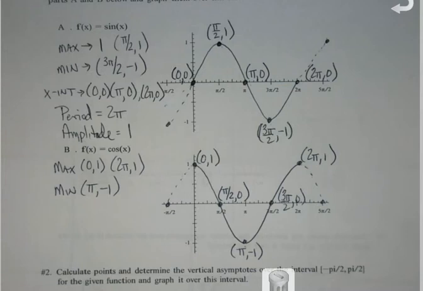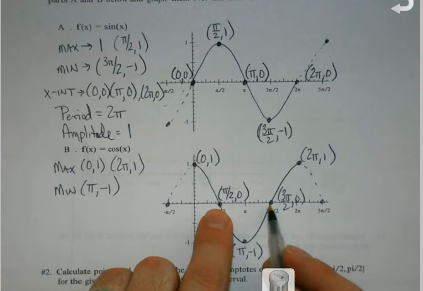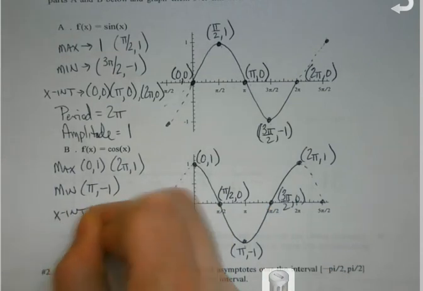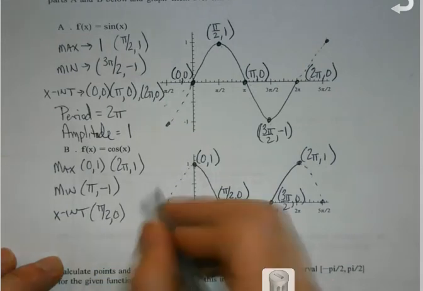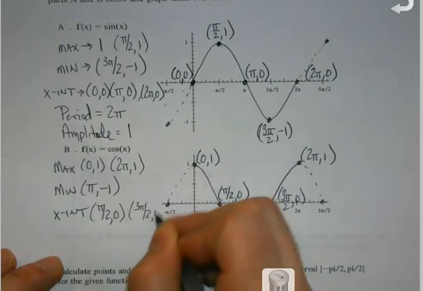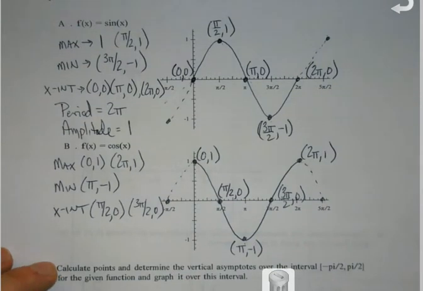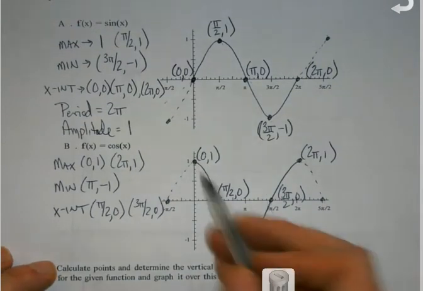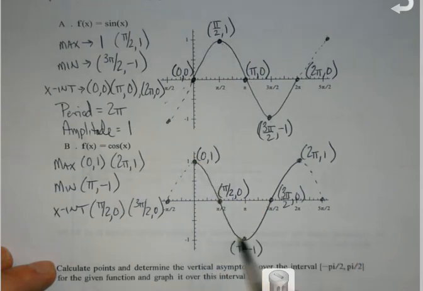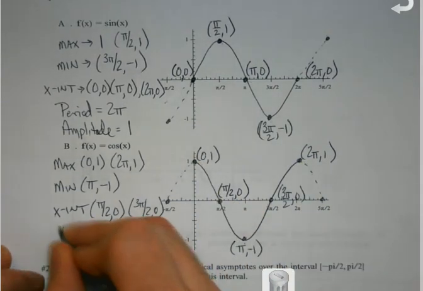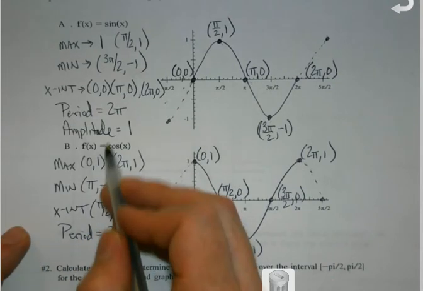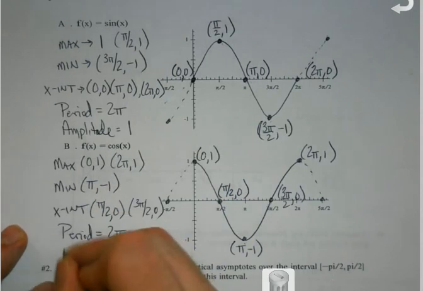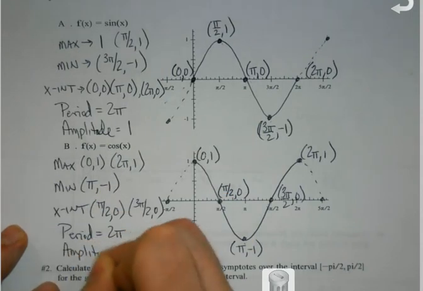So what I'm going to attempt to do is again look for my basic information. My x-intercepts would be at pi over 2, 0, and 3 pi over 2, 0. My period, my whole cycle, still ends after 360 degrees, or 2 pi. And again, since I don't have any value sitting in front of my cosine, my amplitude is just going to be 1.